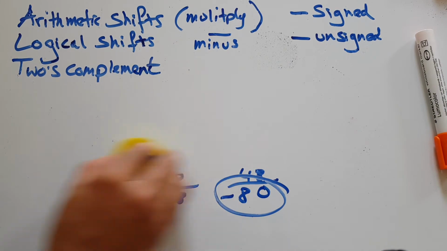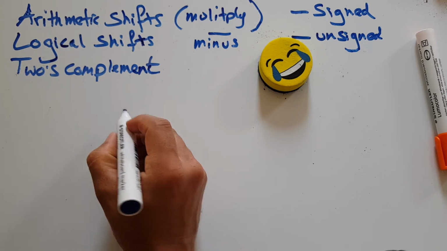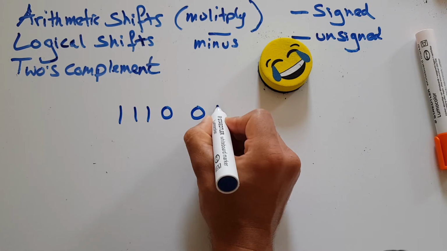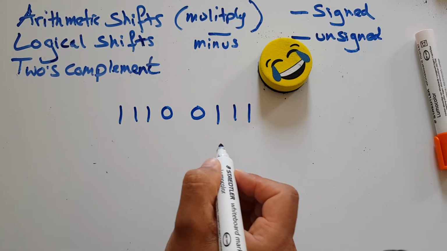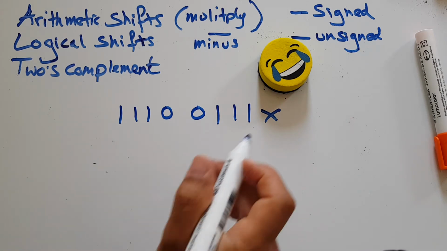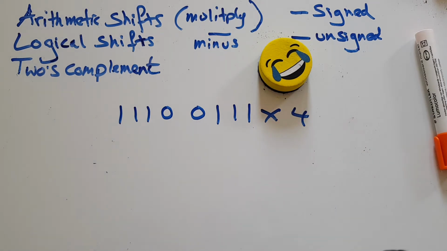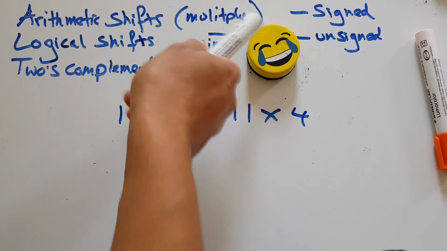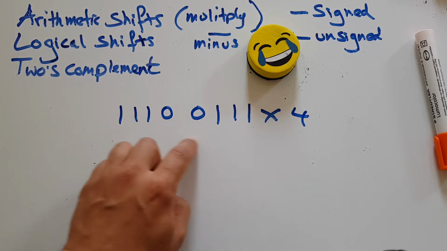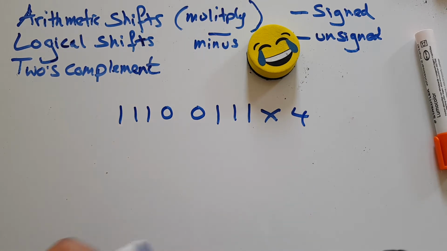Let's do another one. Let's go with 11100111. Let's say that I want to multiply it, I don't know, by 2 to the, let's say 4. I want to multiply it by 4. Okay, using the arithmetic shift multiply. So clearly using 2's complement, I can see that this is a negative number, but I don't know what it is. It's negative something. Well, let's find out.